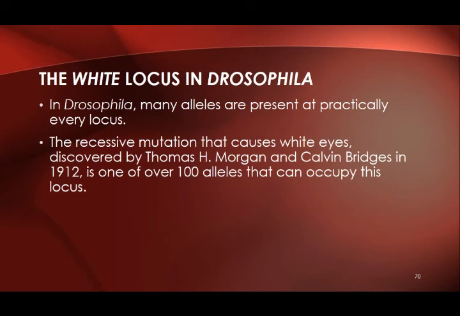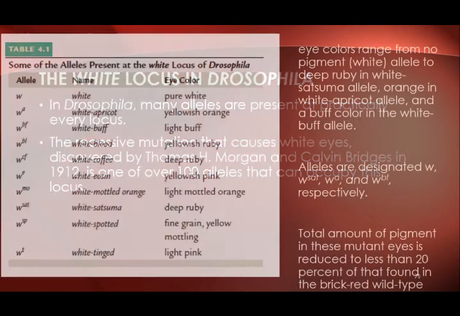In Drosophila, you have the white locus. In Drosophila, there are many alleles that are present at practically every locus. The recessive mutation that causes white eyes was discovered by Thomas H. Morgan and Calvin Bridges in 1912. It's one of over 100 alleles that occupy this locus.